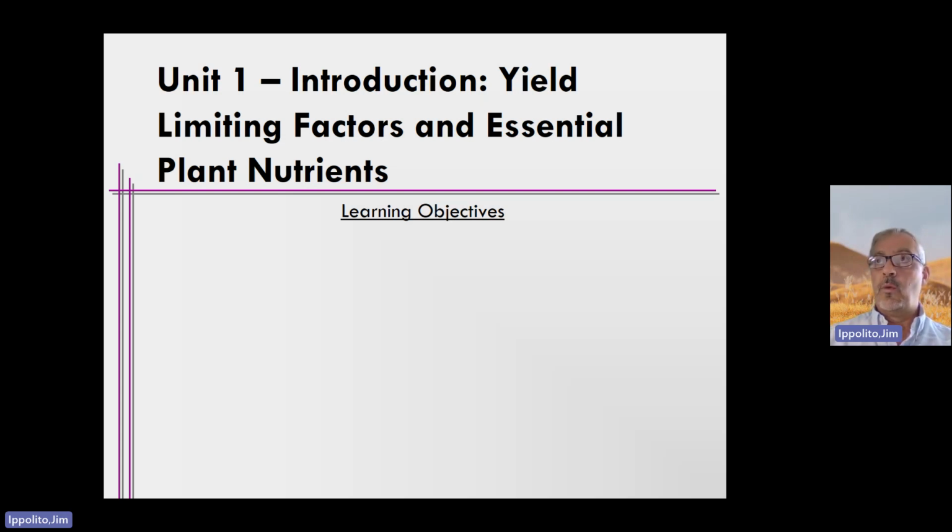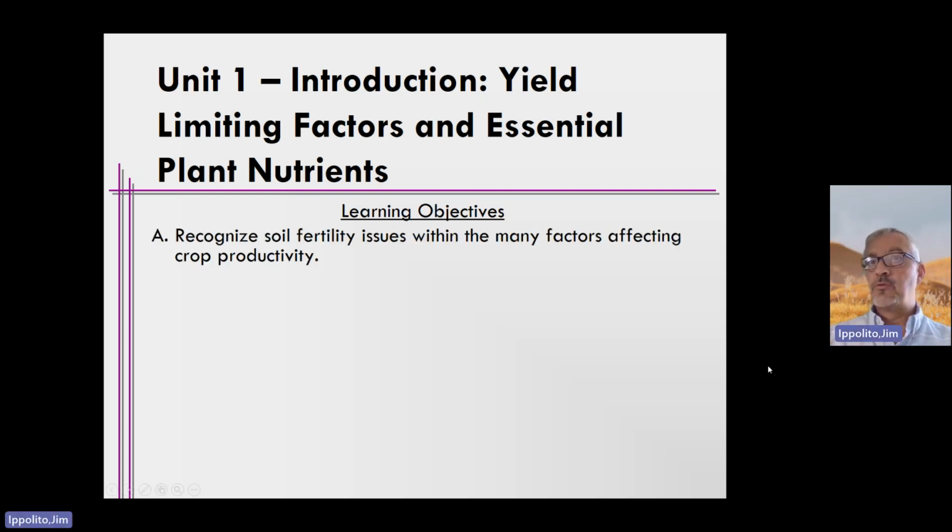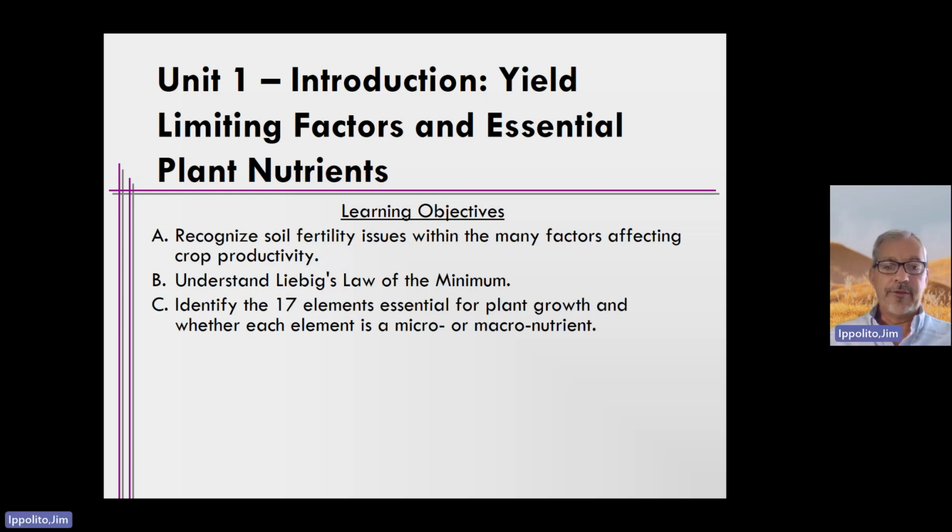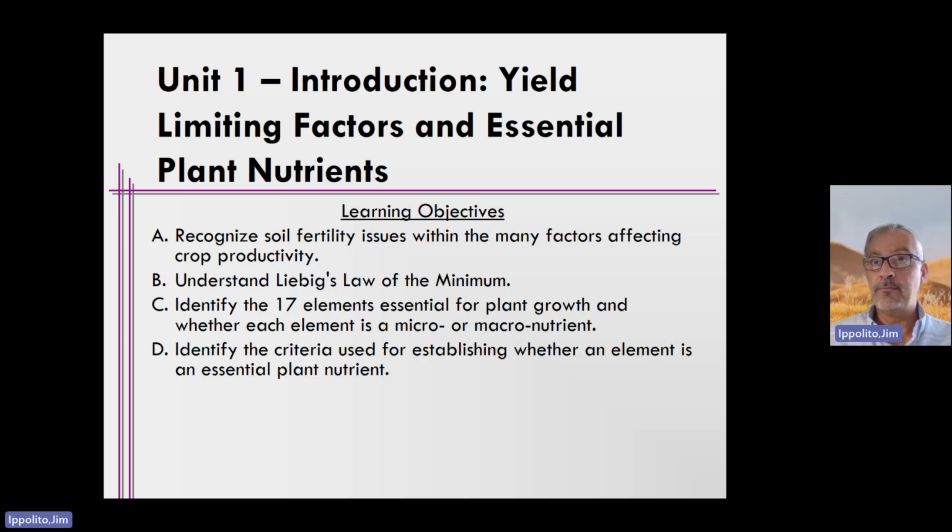So the learning objectives for Unit 1, the introduction, are: you should recognize soil fertility issues with the many factors affecting crop productivity or plant productivity. Understand Liebig's law of the minimum. It's highly important for soil fertility. You should be able to identify the 17 essential nutrients for plant growth and whether each one is a macronutrient or a micronutrient. There's actually several more, but they're not needed by all plants, and we'll touch on those briefly. But we'll touch on these 17 elements specifically throughout the semester.